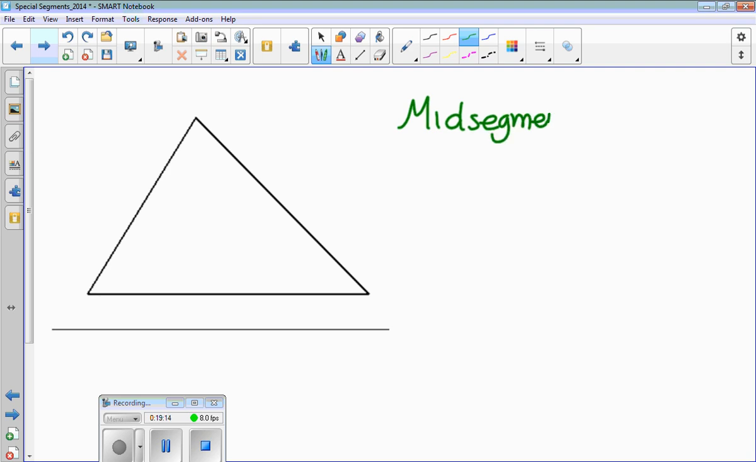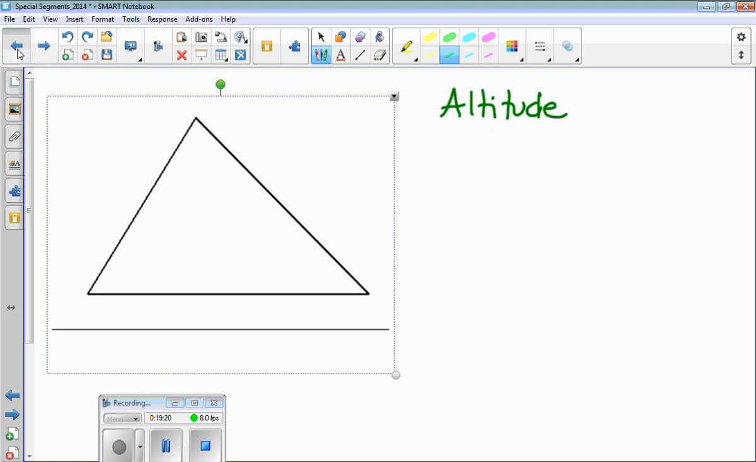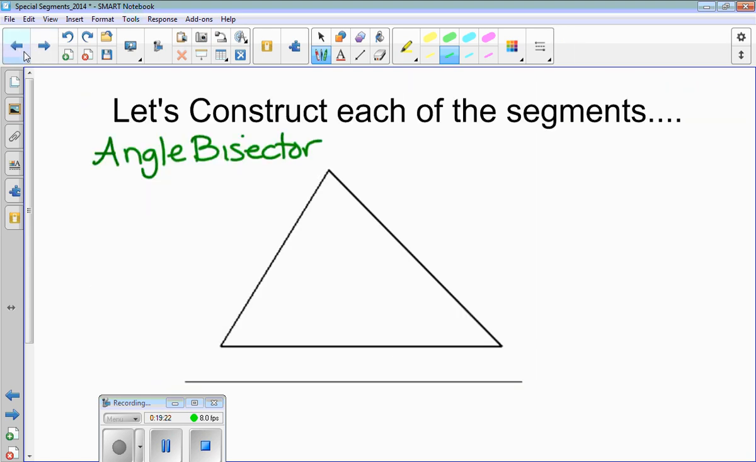Flip them over, write the name on the other side too. And then you can tape them. Okay? So once you have them cut out, I want you to tape the definition on the back side. So I want you to tape the blank triangle up. So we're going to do the constructions on this side.